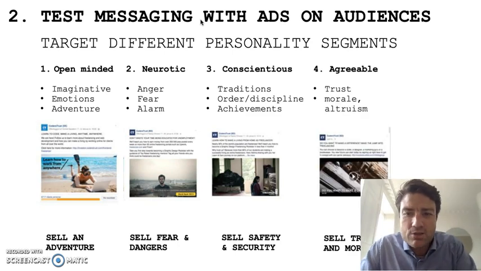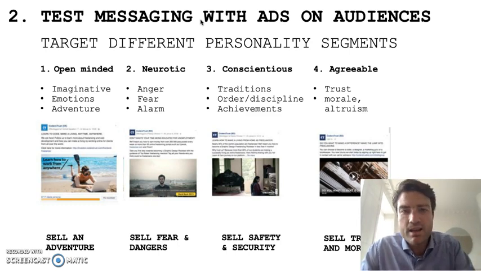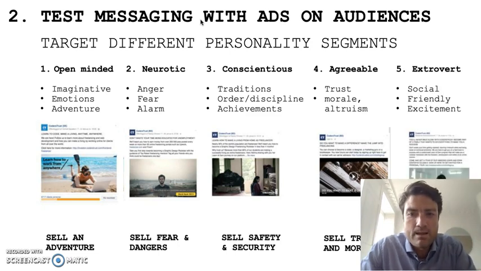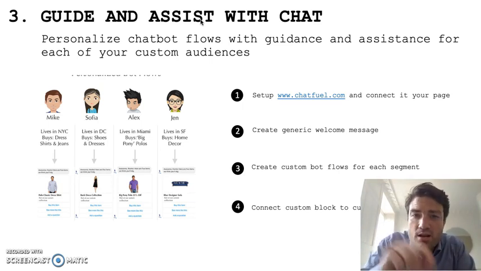Then we have ads where we are appealing more to trust, moral altruism, helping someone. There's a victim, and buying your product is a part of helping someone. And then finally we have an ad type where we're focusing on the social, friendly, and excitement aspects of your product.